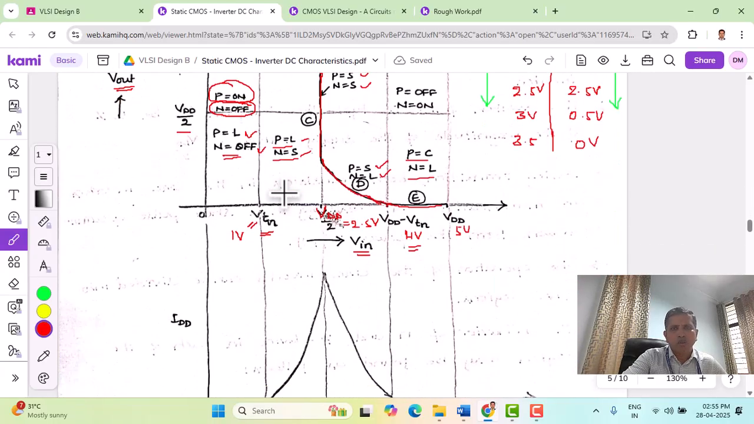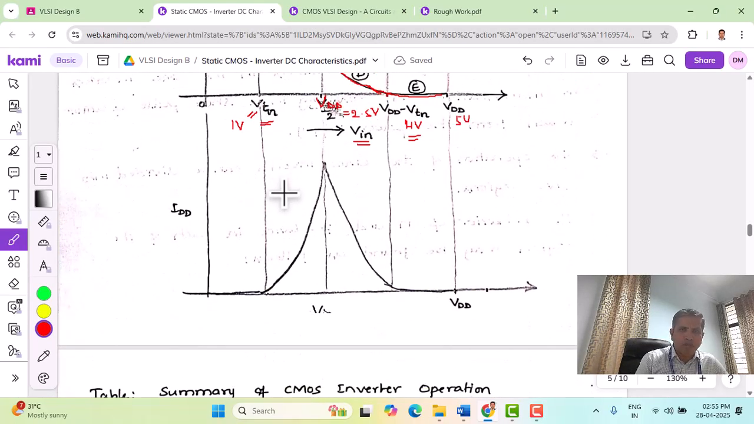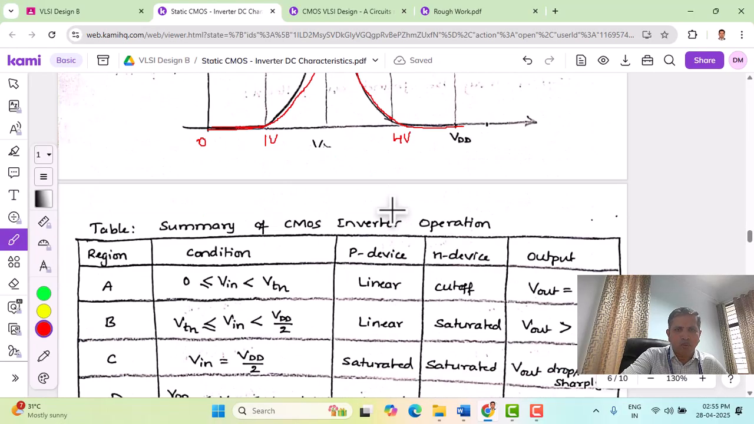We can also show the current graph. Whenever the inverter is making a transition, the current is going to spike. From 0 to 1 volt, and from 1 to 4 volts, the current spikes up and peaks at exactly 1.5 when the inverter is making the transition, and later the current drops and goes to 0. So this is the current graph of the CMOS inverter.